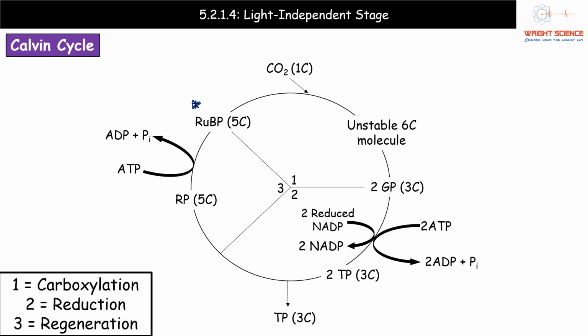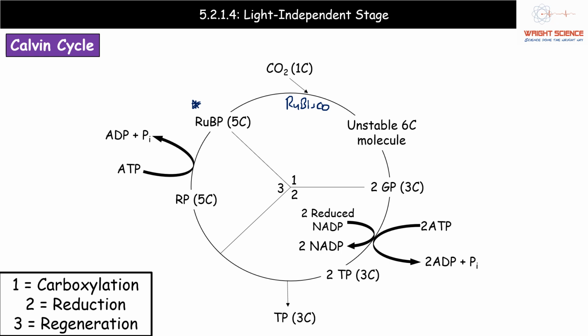That's then going to combine with the 1 carbon from carbon dioxide in the presence of our little enzyme rubisco, forms that unstable 6-carbon molecule that immediately breaks down to form 2 molecules of GP, 3 carbons. The GP then is converted into TP, with obviously the reduced NADP being reoxidized to NADP, and the ATP being converted into ADP and inorganic phosphate.